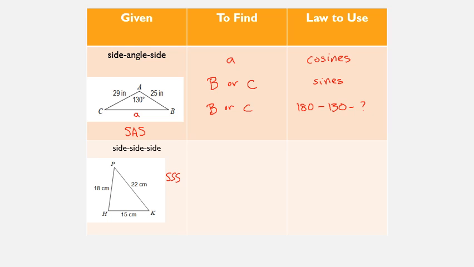All right, and then finally, side, side, side. This one, obviously, you can't use law of sines either because you don't know any angles at all. So you don't have any angles across from any sides. So this one, you can pick any of the angles. You could pick P or H or K, whichever one you want to solve for, and set it up with the law of cosines.